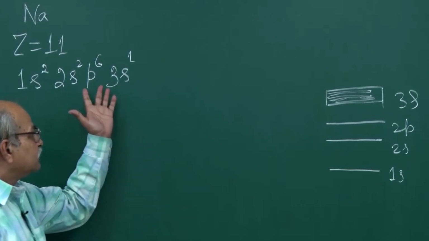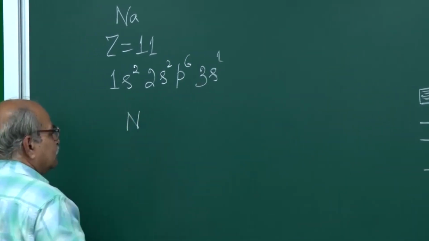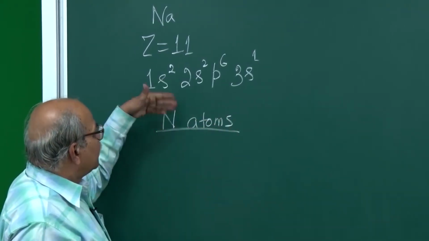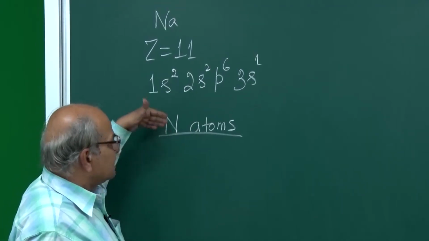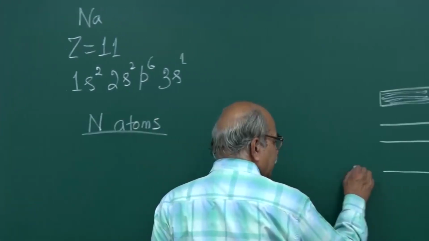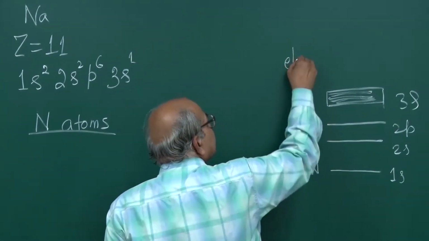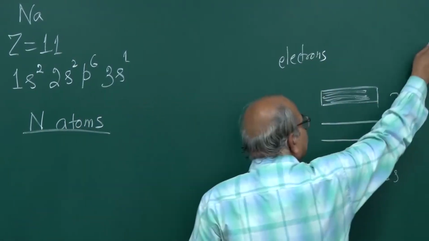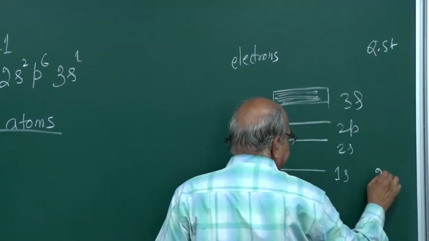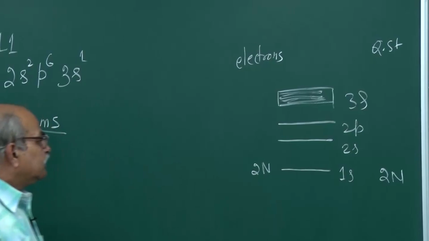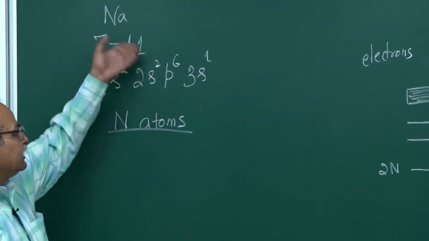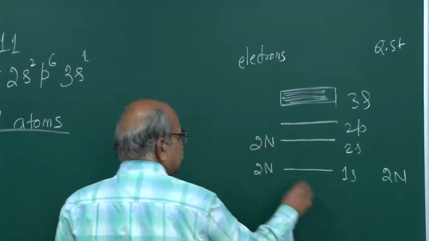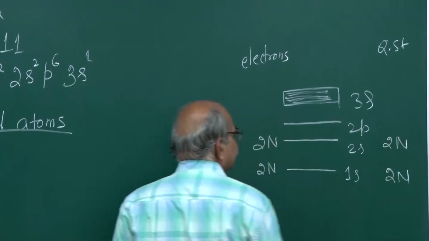Now, as far as solid sodium of n atoms is concerned, you have 2n electrons in the 1s state. So, this is 2n electrons. Here, the number of electrons is 2n and the number of quantum states is also 2n. Then in 2s also, for each atom you have 2 electrons, so here also you have 2n electrons and 2n quantum states.